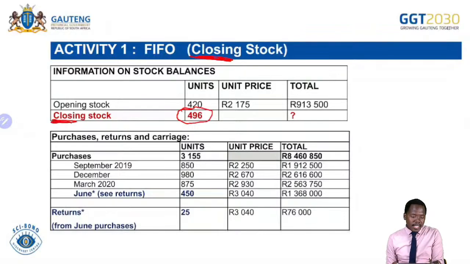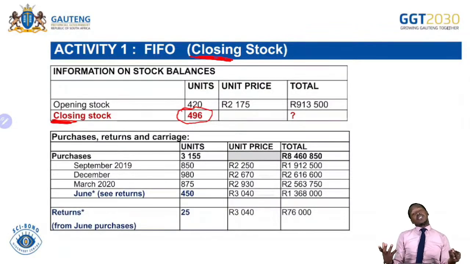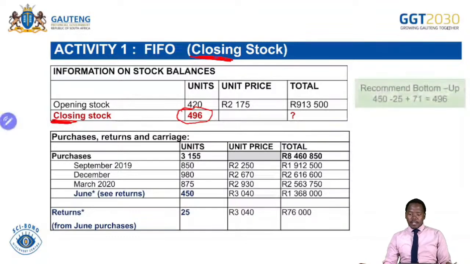We are told, grade 12s. If you were not told, we were going to take our opening stock plus our purchases, I'm talking about the units, minus my returns, and then minus my units sold. Then I would know how many units I am remaining with. That should be addressed at a later stage.